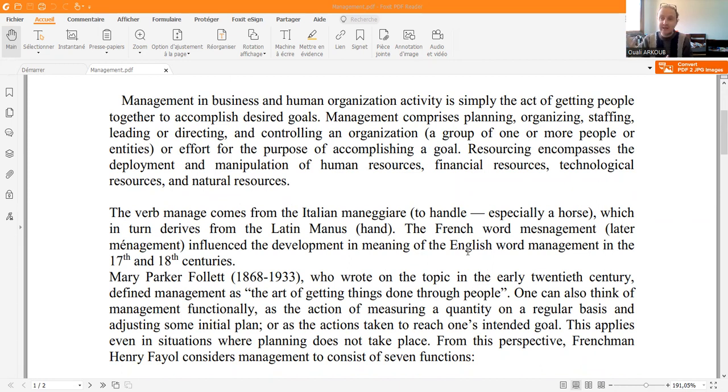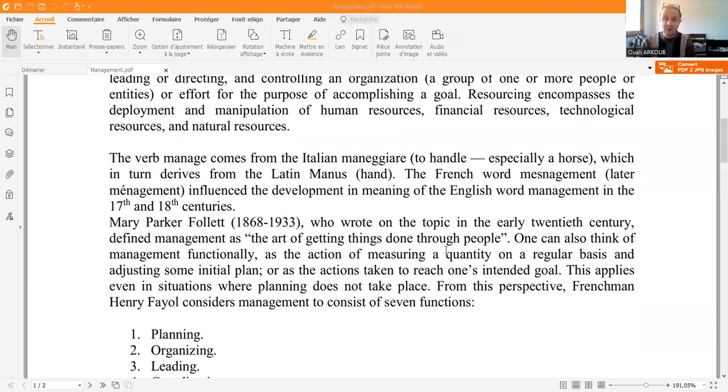You know that Italian language is from Latin language, like French language, like Portuguese language, like Spanish language, like Romanian in the Eastern European. They are all Latin language. From the Latin, it means Latin manus, hand, manus, la main en français, la main, manus, hand. The French word ménagement, alter ménagement, influenced the development in meaning of the English word management in the 17th and 18th century with the industrial and technological revolutions.